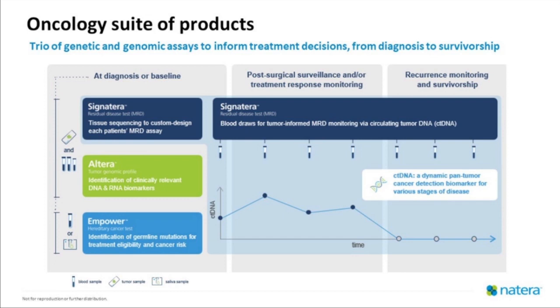So, we're going to look at the oncology suite of products that Natera has available. Dr. Botta already introduced the Signatera platform, which we're going to be talking about in great detail today. The Altera platform below that is the next generation sequencing offering that Natera has, which has both DNA and RNA biomarker testing, and Empower is the testing for somatic, not just somatic mutations, but germline mutations for patients' eligibility and cancer risks.